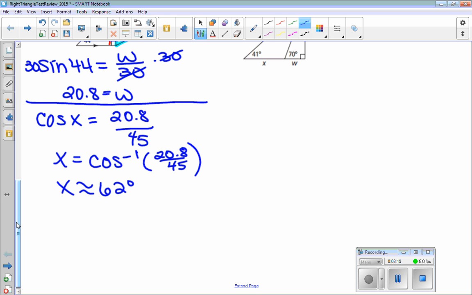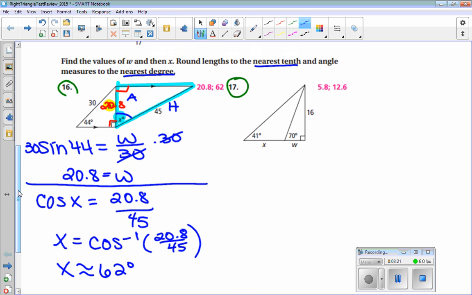This was a tough problem because it was a two-stepper, wasn't it? You had to find two different things. There are several problems on your test where that happens too. Well, you'll have two triangles together, and you'll have to use part of one that you found to solve for the other one. So that's going to happen on your test. Guaranteed. Okay?